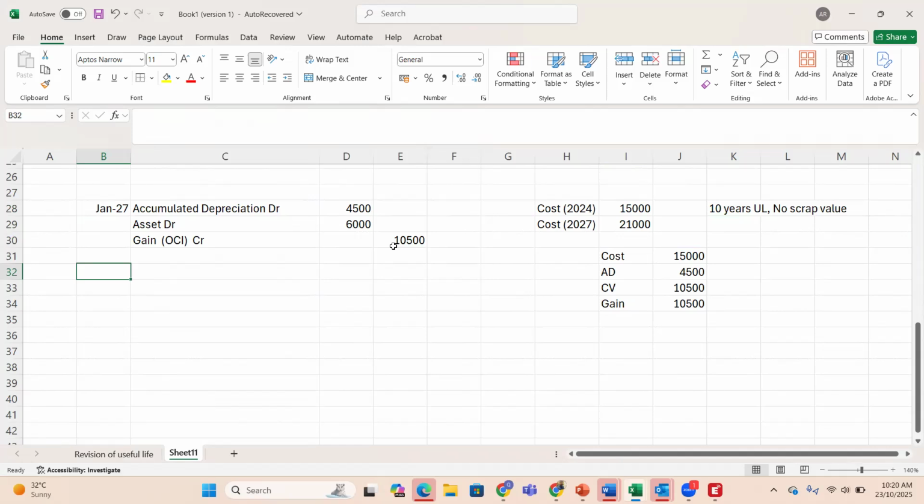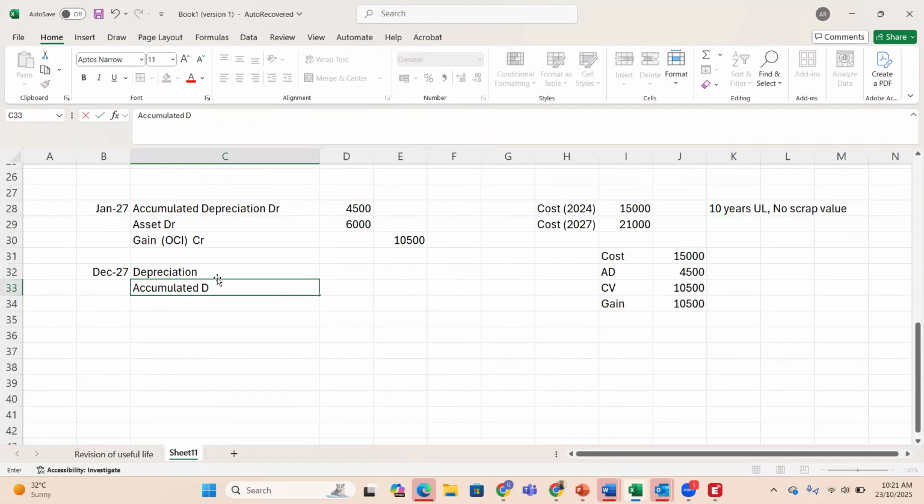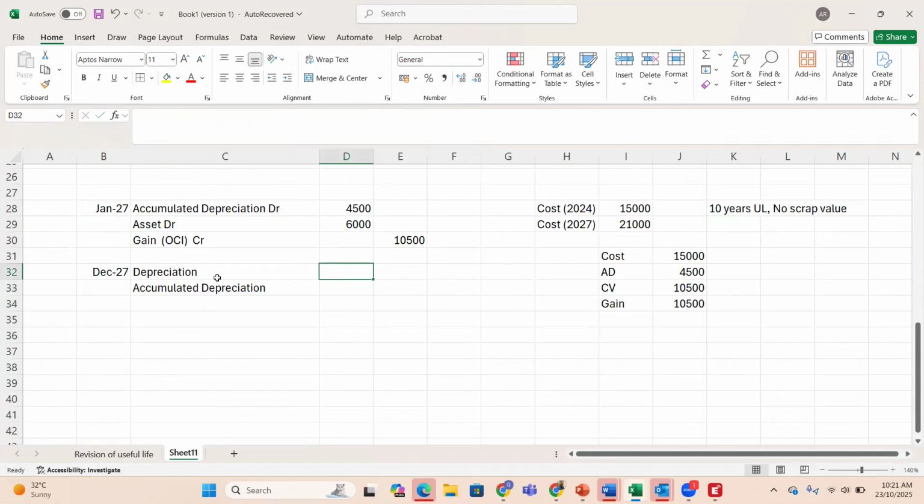There is a method in which you can slowly transfer this to retained earnings. Okay, how do you transfer to retained earnings? This is, calculate what is the depreciation. So in December 27, what am I doing? I'm depreciating the asset. Correct. So what would be the depreciation? Depreciation to accumulated depreciation is what? 21,000 divided by 7. Okay. So it's going to be 3,000.